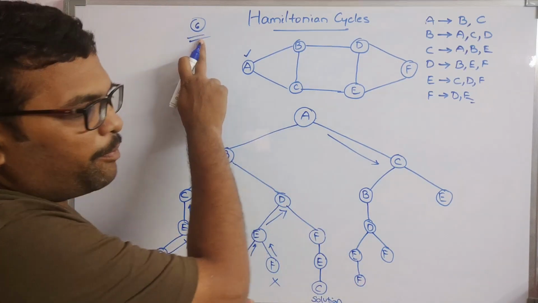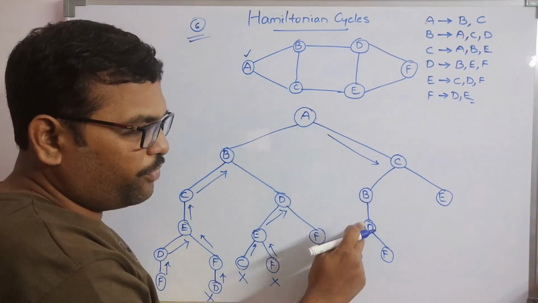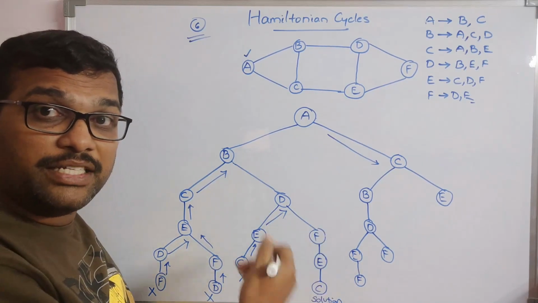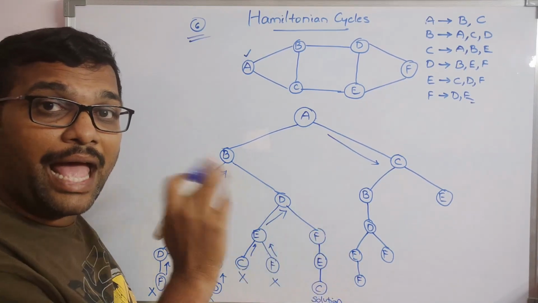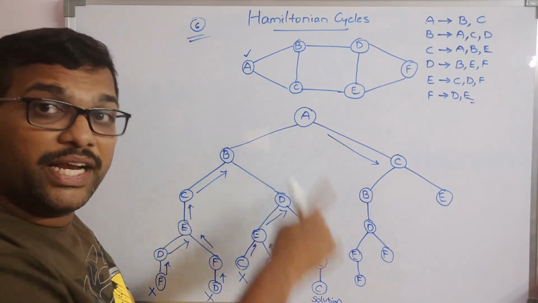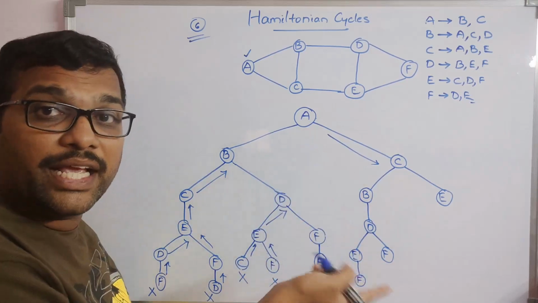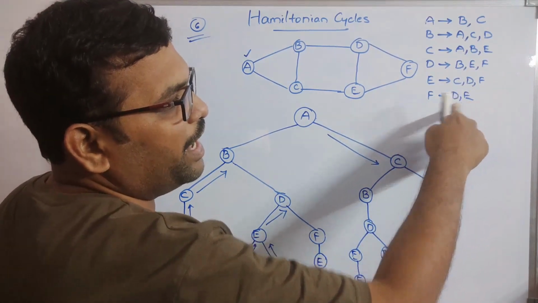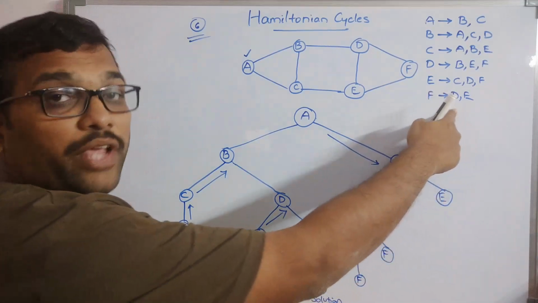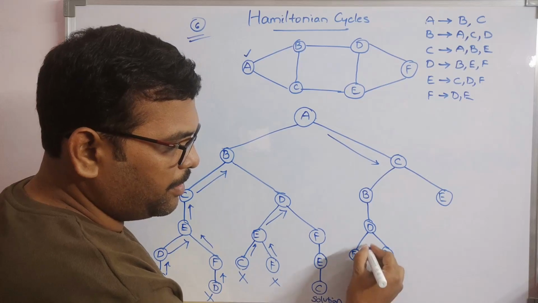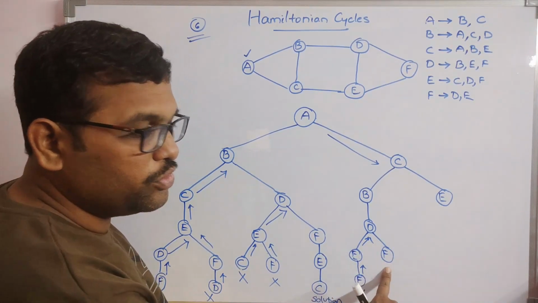Now check the total number of nodes. 1, 2, 3, 4, 5, 6. So all nodes have been visited. So there is a chance of getting a Hamiltonian cycle. Check out the edge from F to A. If there is an edge from F to A, then we can say this is a Hamiltonian cycle. F doesn't have an edge to A, right? So this is not feasible. Backtrack, go with the alternate solution.